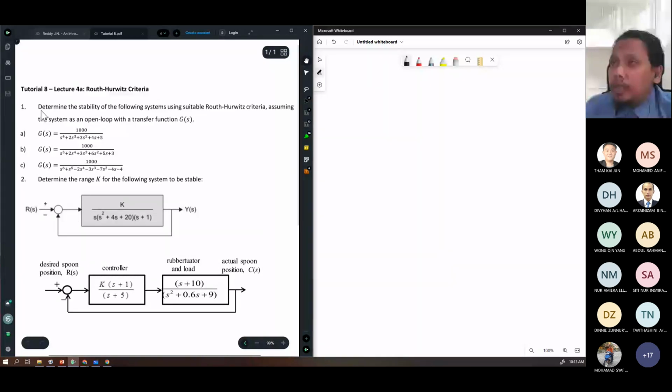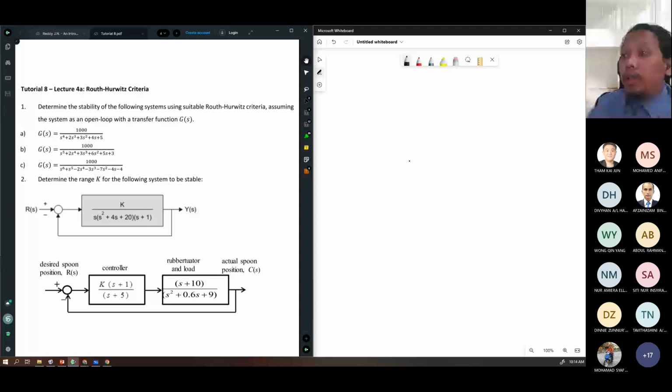Okay, so question 1, determine the stability of the following systems using suitable Hurwitz criteria, assuming the system as an open loop with a transfer function G. Okay, so firstly, what is an open loop? Later on we will see more about open loop and closed loop configuration. But I think you have seen this back in lecture number 1, in first week. So let's look again what is open loop with a transfer function G(S).